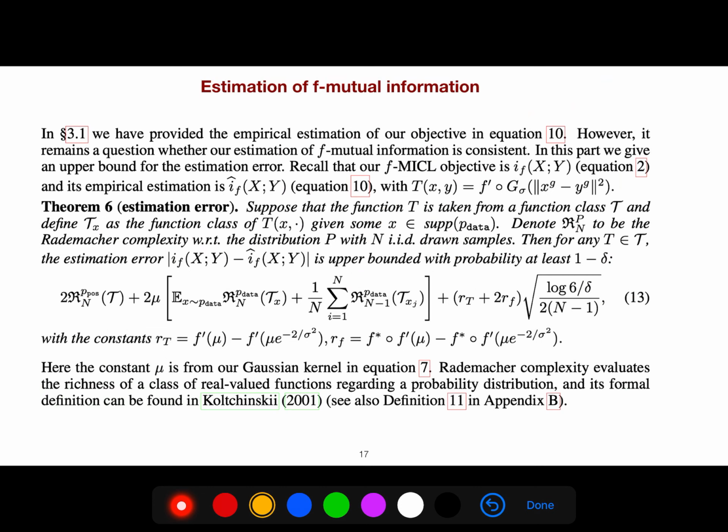And suppose that the function t takes values from a function class, then for any t, the estimation error is upper bounded with at least this probability.